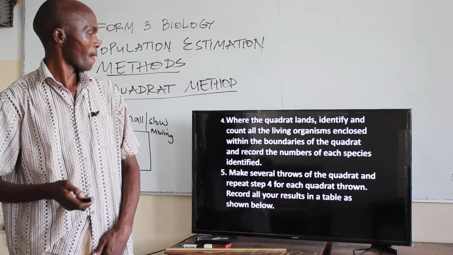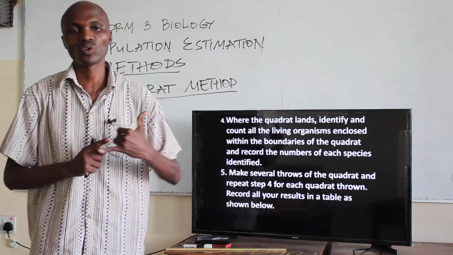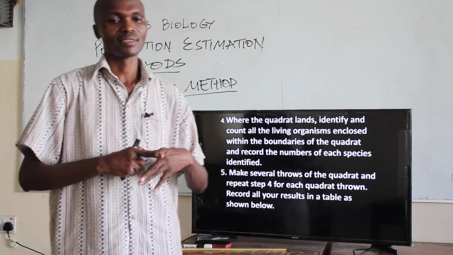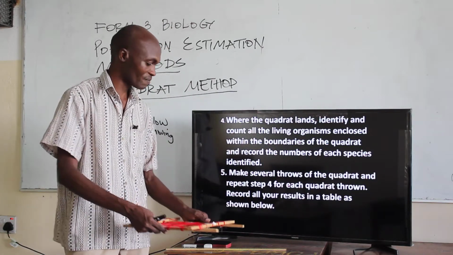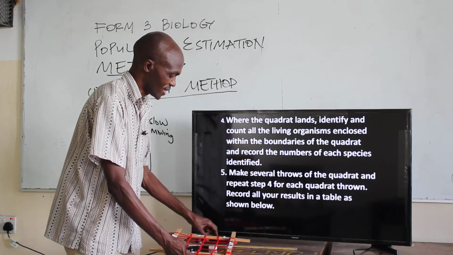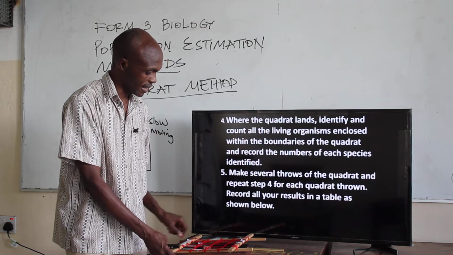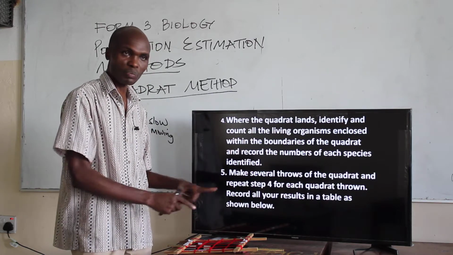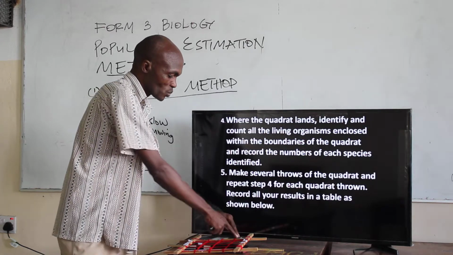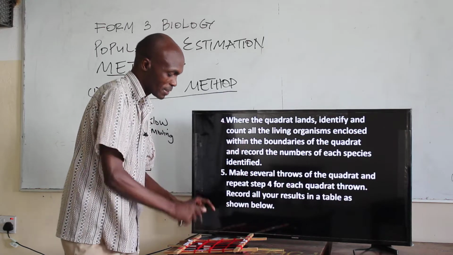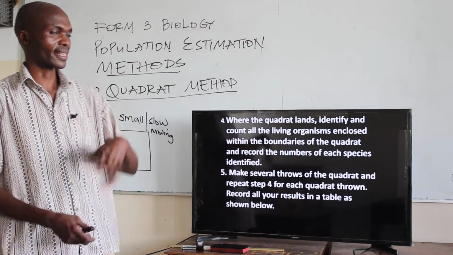Then step number 4, where the quadrat lands, identify and count all the living organisms enclosed within the boundaries of the quadrat and record the number of each species. So if this is the quadrat that you have, and it has landed, for example, within this region here, and we assume my duster, the pen and the ruler are the organisms you're dealing with, you need to count what is within this particular area, not what is outside, but whatever is inside this region. And then, of course, you need to record the numbers.